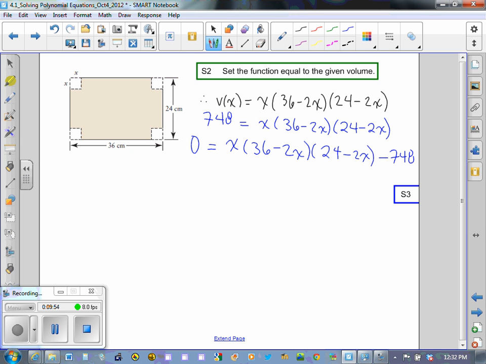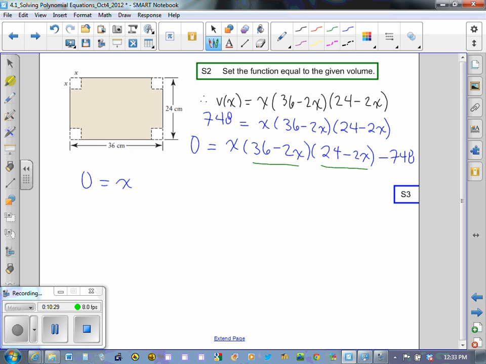All right, so let's have a look at what we have so far. You might notice something of convenience here, and that is this: in the factors 36 minus 2x and 24 minus 2x, we can both see that 2 is a common factor. So why don't we do some common factoring?